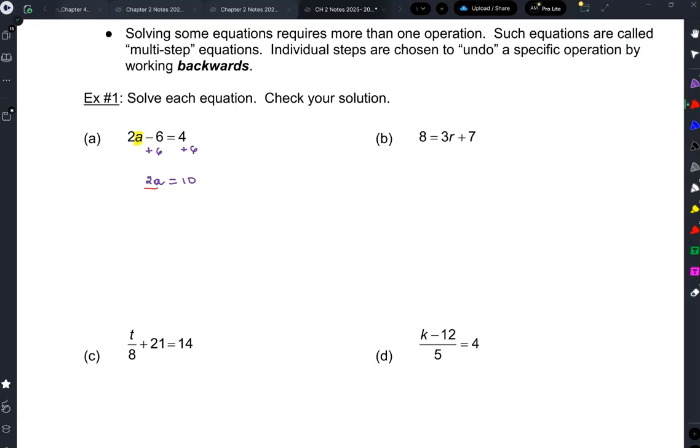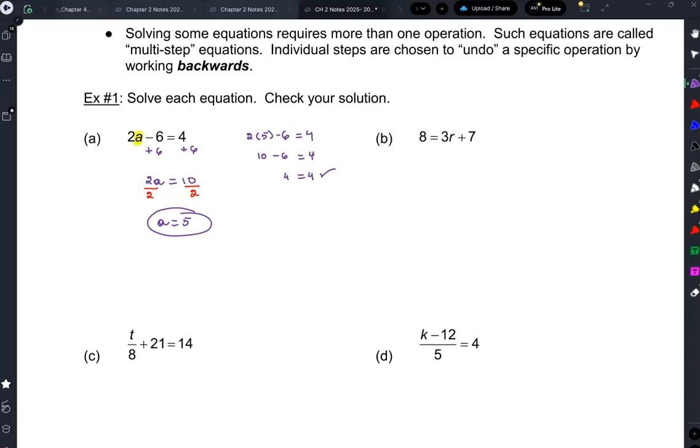Then I'm going to divide by 2, a equals 5. So let's check. We're going to put a back into the equation. 2 times 5 minus 6, 4. So on this side, what do I have? 10 minus 6, and then 4 equals 4. Yes, so that works.